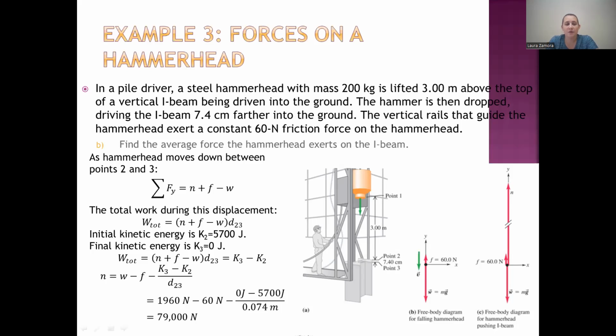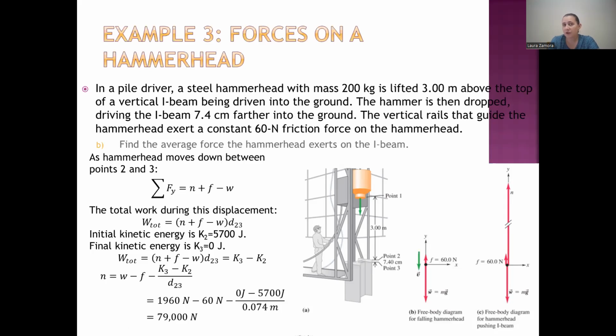We found yesterday in part A the weight of the hammerhead, which was mass times g, so 200 kilograms times 9.8 gave us this weight of 1960 newtons. We know that the friction force is 60 newtons because that's given to us in the problem statement. The final kinetic energy is 0, again, because it's no longer moving after that. The kinetic energy at point 2, we found in part A to be 5,700 joules. And then the displacement from point 2 to point 3 is that 7.4 centimeters.